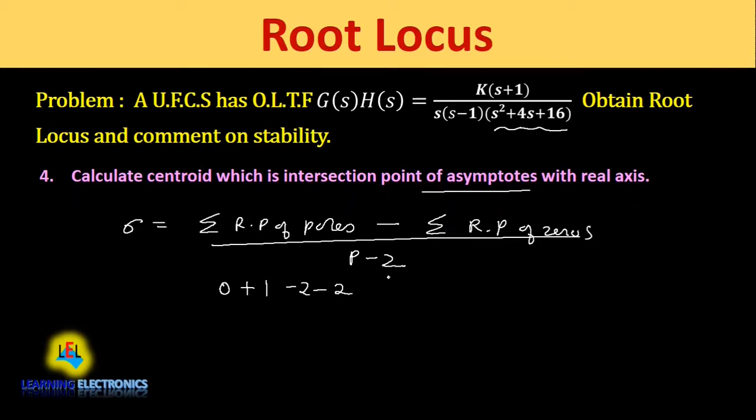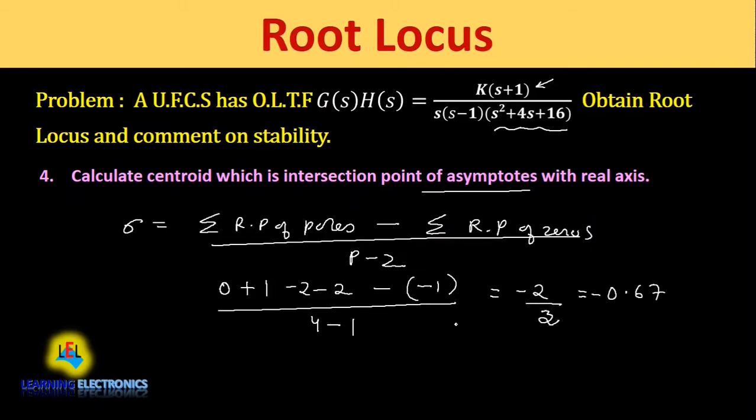So here we will write minus 2, then minus of, here we got the zero at s is equal to minus 1. Therefore here you will write minus of minus 1, divided by p is 4, z is 1. So from here we will get minus 2 by 3, that is minus 0.67. That means sigma is equal to minus 0.67, which is the centroid, and it is the intersection point of the asymptotes with the real axis.